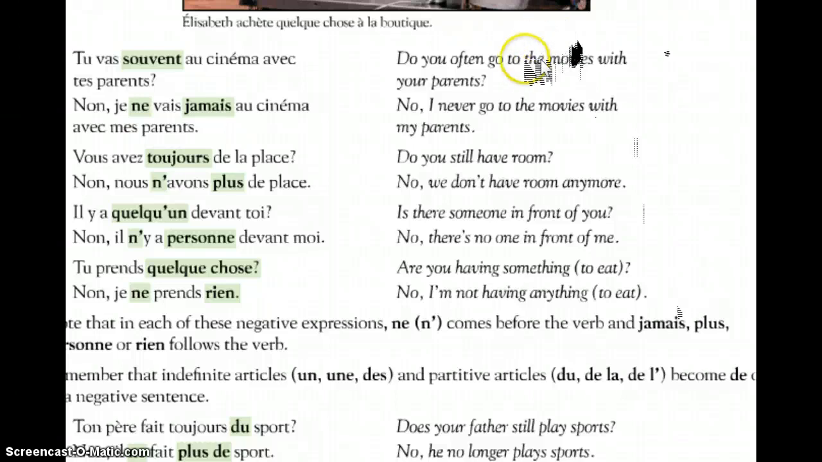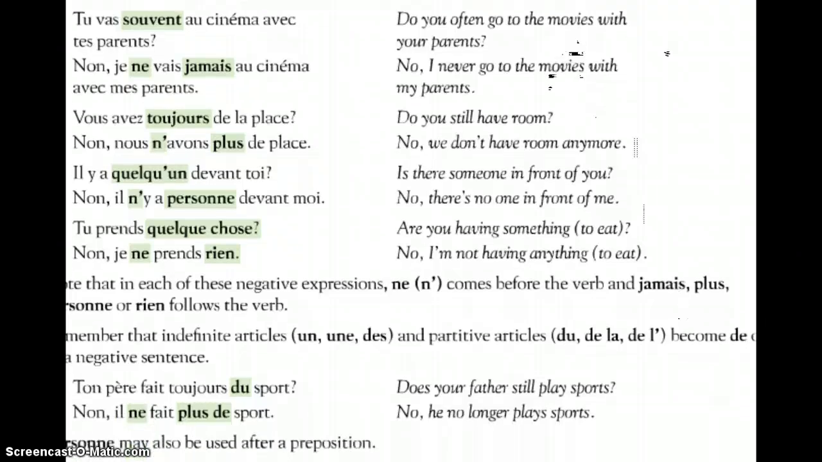Now, if you have a vowel at the beginning of the verb, then you must use an apostrophe, just like you did with ne pas. Nous n'avons plus de place. We don't have room anymore, or we no longer have room. Il y a quelqu'un devant toi? Is there someone in front of you? Il n'y a personne devant moi. There is no one in front of me. Tu prends quelque chose? Je ne prends rien. Are you taking something? I'm taking nothing. I'm having nothing.